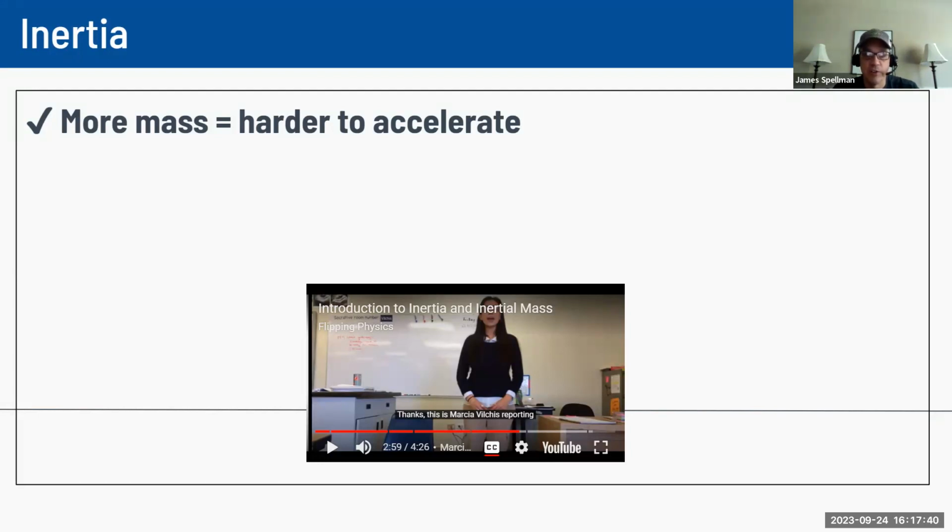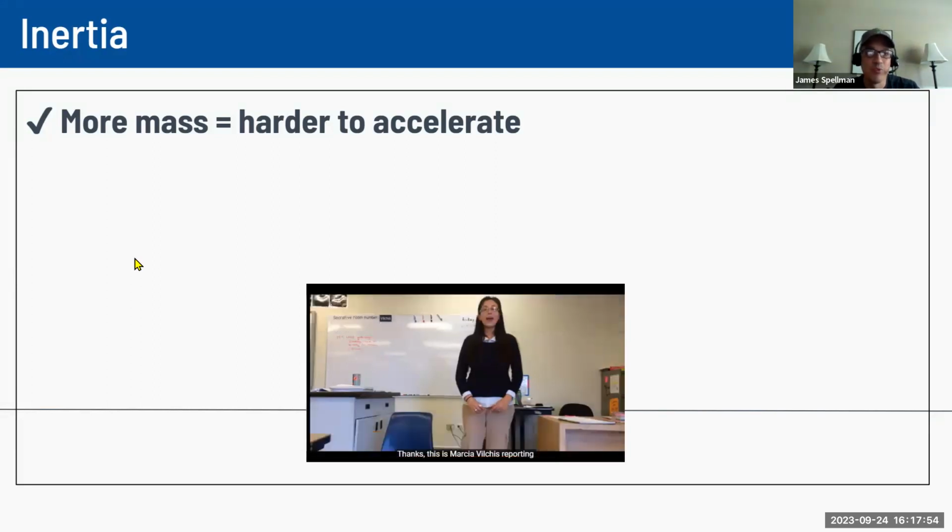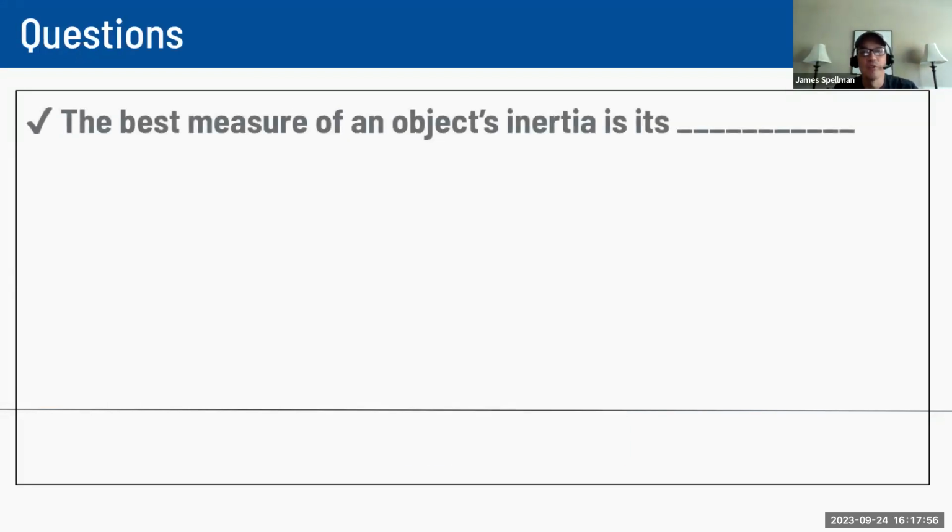Additionally, if the chair and the desk were both moving at the same speed, it would take a lot more force to be able to stop the desk as well, because it would have more inertia. It would be heavier and it's harder to change its motion, regardless of whether it's moving or stopped. So, a couple of quick questions to check your understanding.